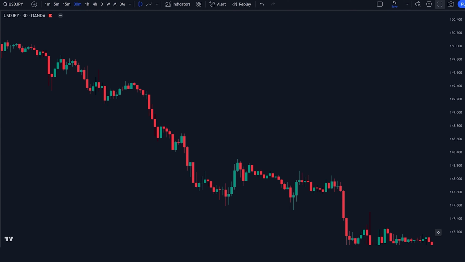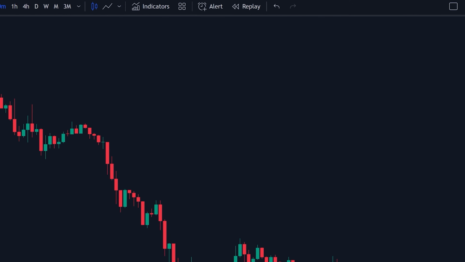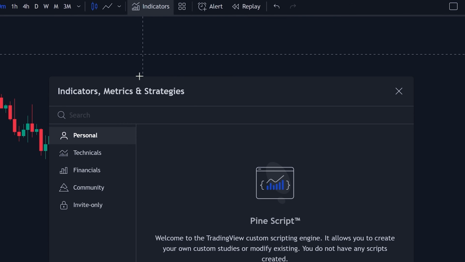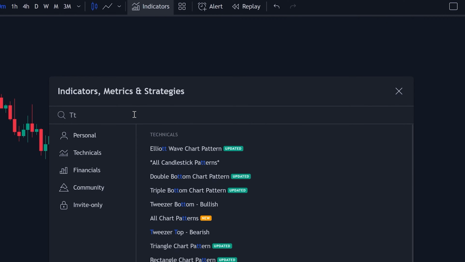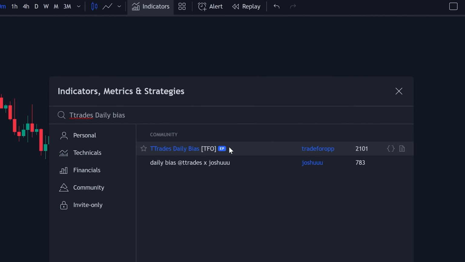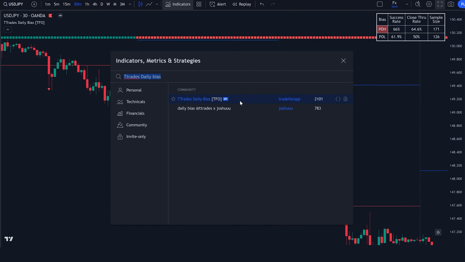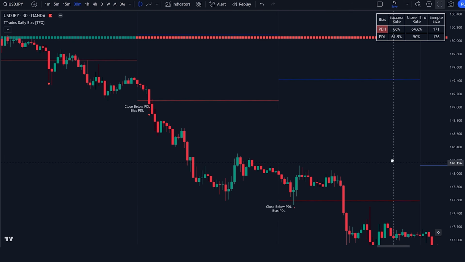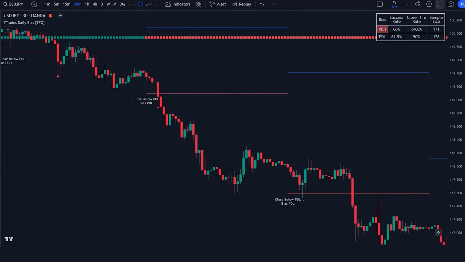Setting up the indicator on your chart is a simple process. Click on Indicator. Search for TTrade's Daily Bias. Select the TTrade's Daily Bias indicator. That's it. Now, let's take a look at the technical indicator on our price chart.